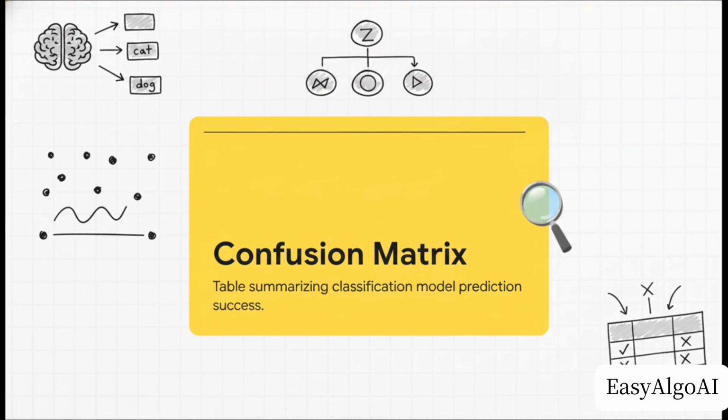Now, grading gets quite a bit messier when we stop predicting continuous numbers and start sorting things into distinct categories, classification problems. And for that, we use what's called a confusion matrix. Honestly, it's a brilliant little tool. It's simply a table that summarizes exactly how successful our model is at predicting examples across different classes.